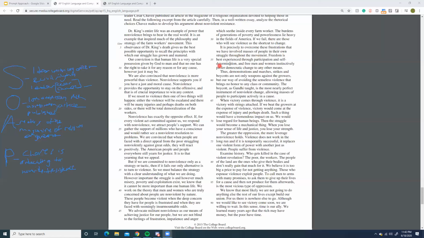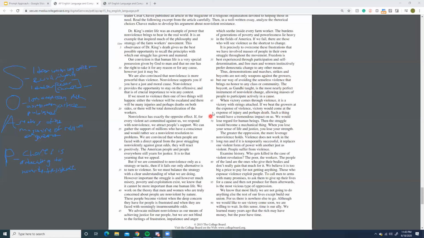Freedom is best experienced through participation and self-determination, and free men and women instinctively prefer democratic change to any other means. Thus, demonstrations and marches, strikes and boycotts are not only weapons against the growers, but are a way of avoiding the senseless violence that brings no honor to any class or community. The boycott, as Gandhi taught, is the most nearly perfect instrument of nonviolent change, allowing masses of people to participate actively in a cause.